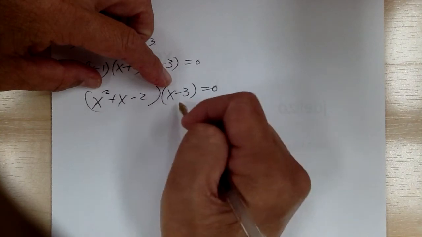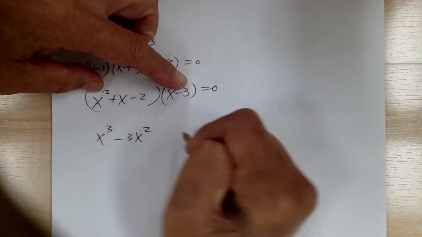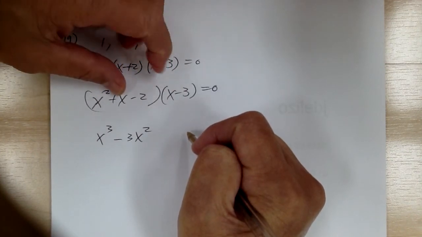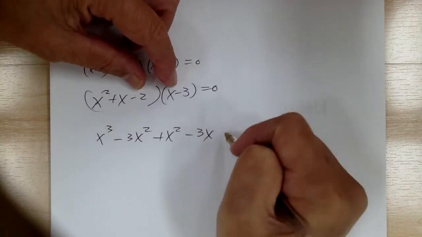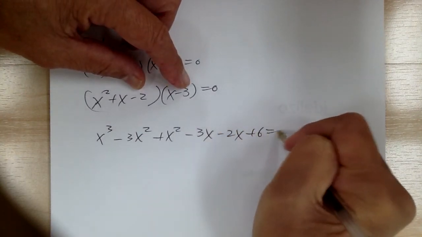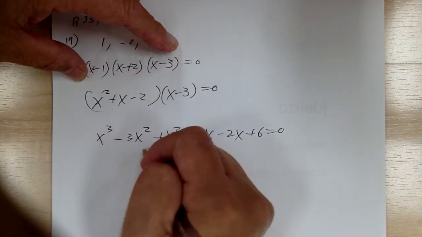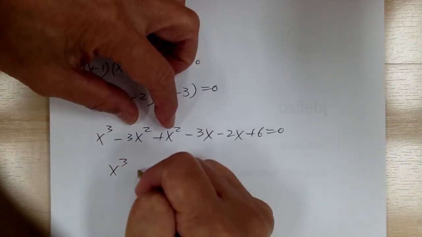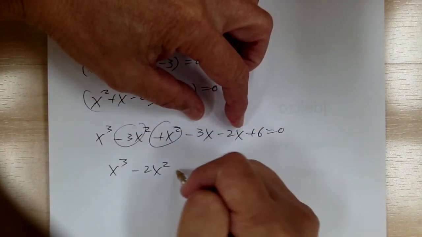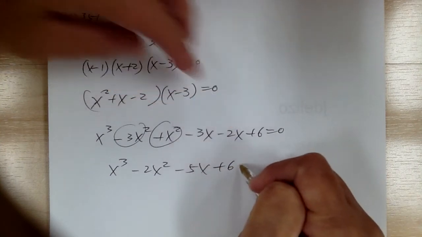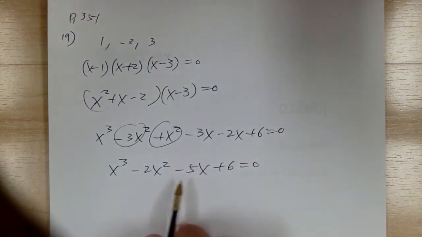Okay, so next let's distribute. Multiply, so this will be x to the 3 minus 3x squared. When you're done with this one, you go to the next one, so it would be plus x squared minus 3x. Then this one, minus 2x plus 6 equal to 0. So make good use of your fingers. Then you can simplify: you've got x to the 3, this will give you minus 2x squared, and this will give you minus 5x. And so that's it.